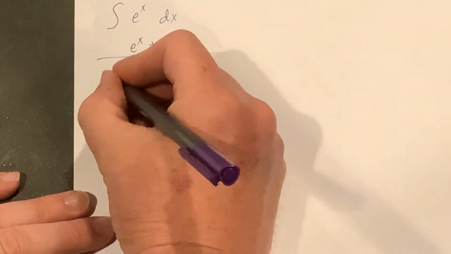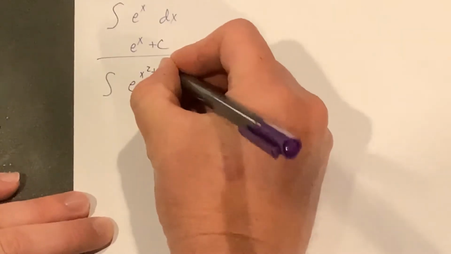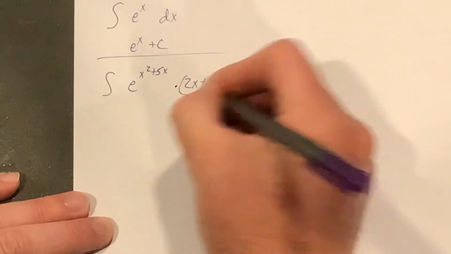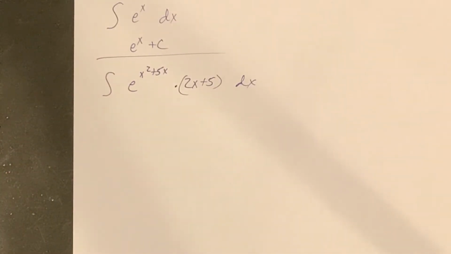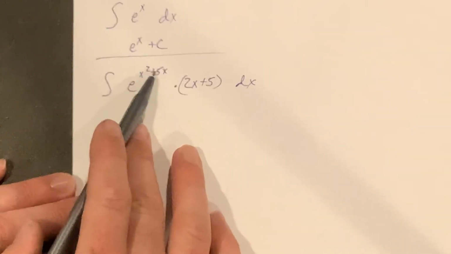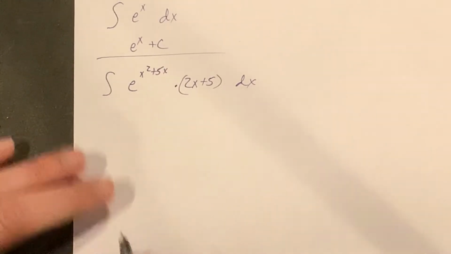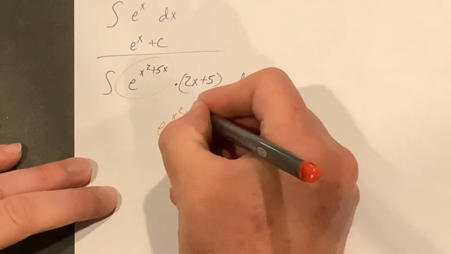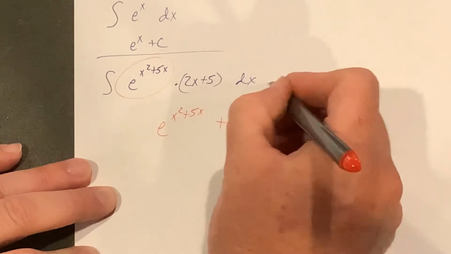If I have the integration of e to the x squared plus 5x times 2x plus 5 dx, I look at this, and again, it's pattern. If it's e to a power, and the derivative of the power is here, then we're ready to go. All we do for our answer is just this part right here. It's going to be e to the x squared plus 5x plus c. If we took the derivative of the red, we would get that.